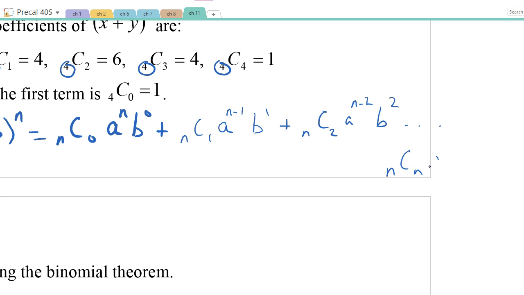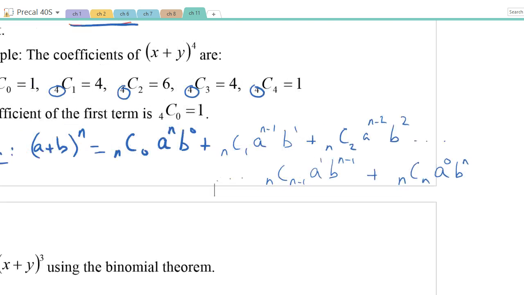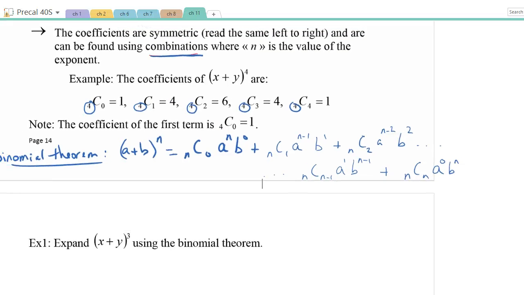And now my a to the power of, now we're going from n decreasing down to 0, and my b would be up to n. Okay, let's go backwards one. So it's still nC, but now it's not all the way up to n, now it's n minus 1. A to the power of 1, b to the power of n minus 1. Dot, dot, dot. So this is maybe the first 3 terms, and this is the last 2 terms. Okay, so this will be our definition here of the binomial theorem.